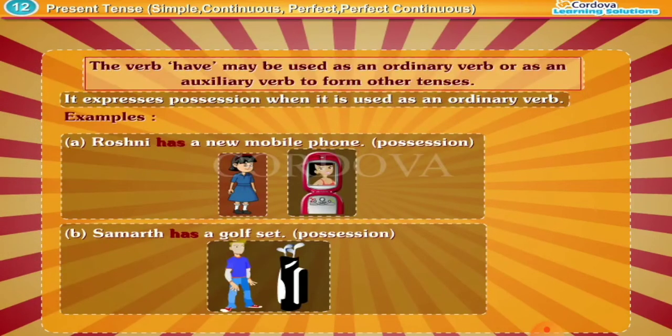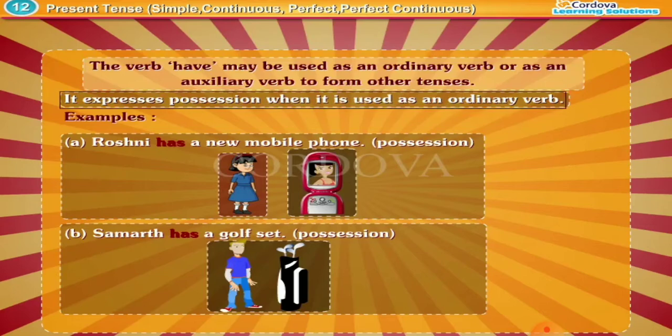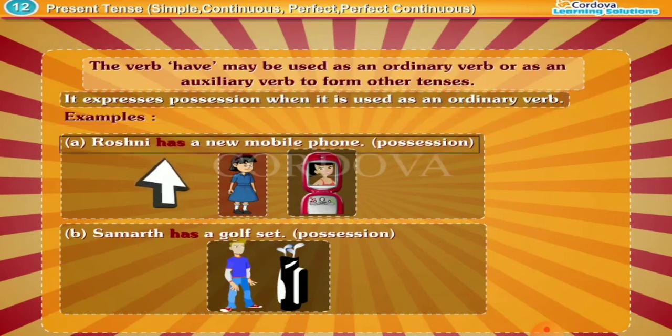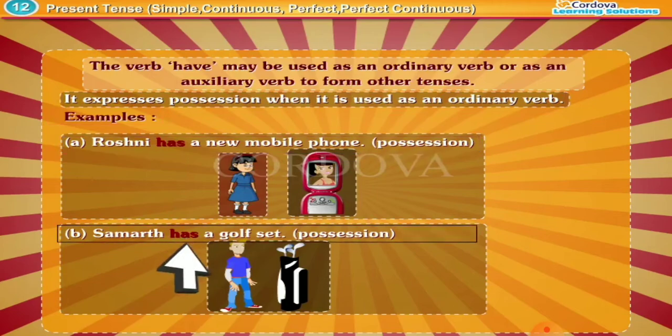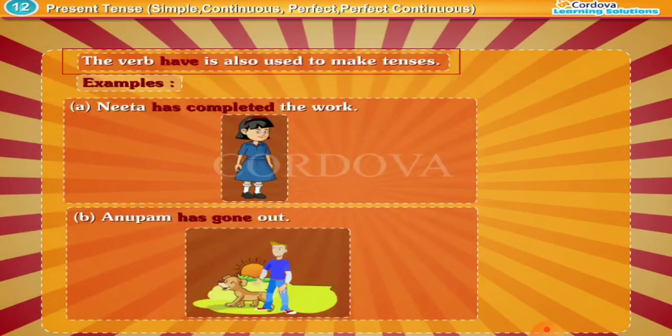The verb have may be used as an ordinary verb or as an auxiliary verb to form other tenses. It expresses possession when it is used as an ordinary verb. Examples: Roshni has a new mobile. Possession. Samarth has a golf set. Possession.